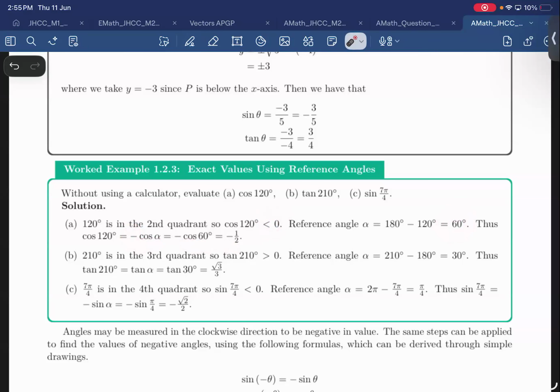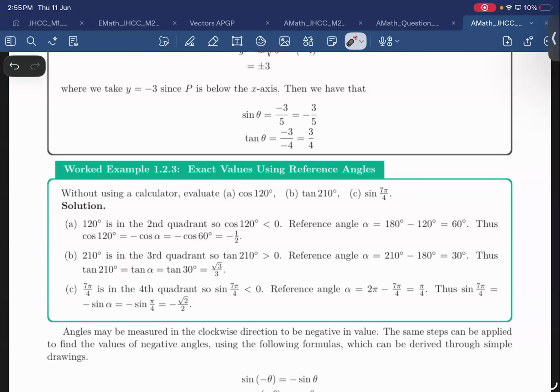Then this one, 210 degrees, is in the third quadrant. AST, so tangent 210 is positive. The reference angle is theta minus 180 degrees, which is 30 degrees. Since it's positive, there's no negative sign in front of alpha. So tangent 30 degrees is root 3 over 3, once you rationalize.